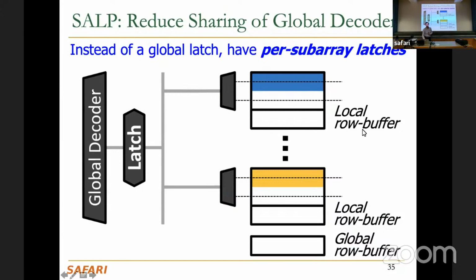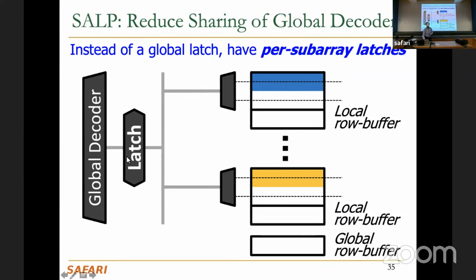So let's take a look at this. I'm showing you two different subarrays in the same bank. And these are two different rows, blue and yellow. So you have a global decoder. Normally what you have is you latch the address, which is a global address. This is a row address. And then the appropriate word line in the appropriate subarray gets enabled. So this address includes a subarray ID as well as the row ID in the subarray. So clearly, if your latch is over here, you cannot activate two rows, right? And the goal of this latch is to reduce cost by increasing the sharing, because people were not thinking about parallelizing requests to different subarrays.